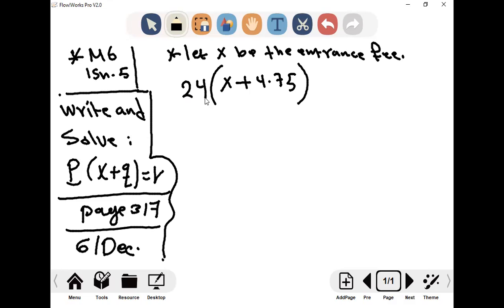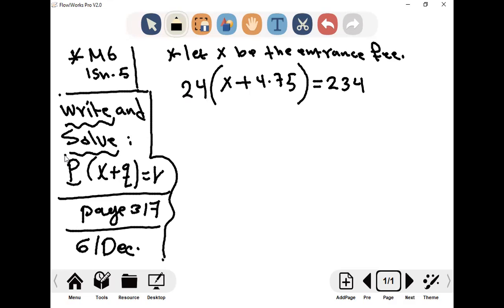Yes. The total of the money, how many students do we have? I have 24 students. Each one will pay X and will pay 4.75, right? The total of the money is how much? 234. So I wrote the equation now. What's our title here? Write and solve. I wrote it. Now I need to what?